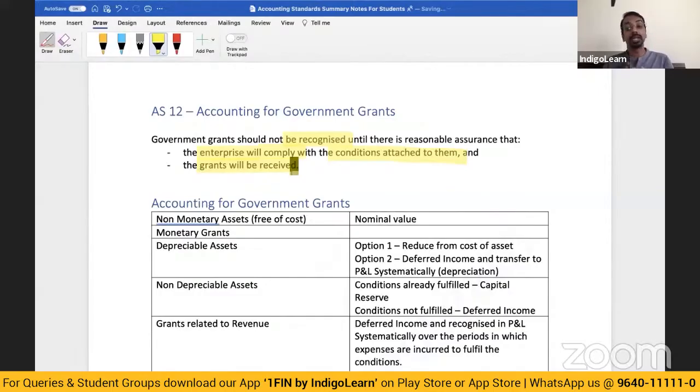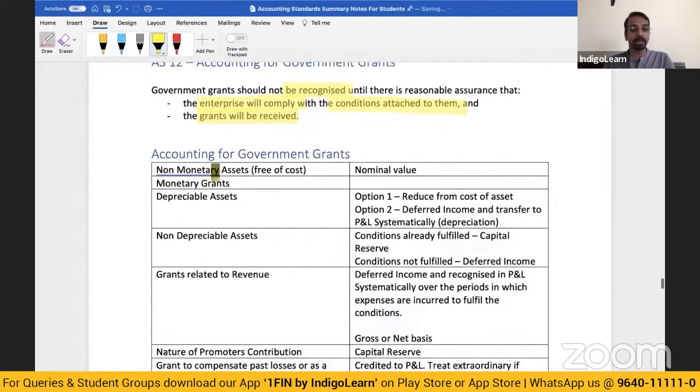Now, once the recognition criteria is met, next is obviously accounting. Accounting can be bucketed into multiple aspects. One is non-monetary asset, given free of cost. We just now understood the example of non-monetary asset. If any non-monetary asset is given free of cost, then it has to be accounted for at nominal value.